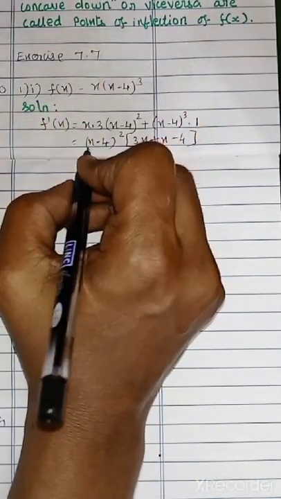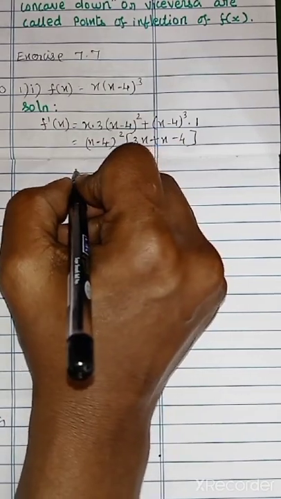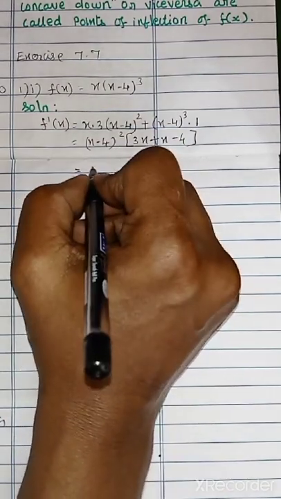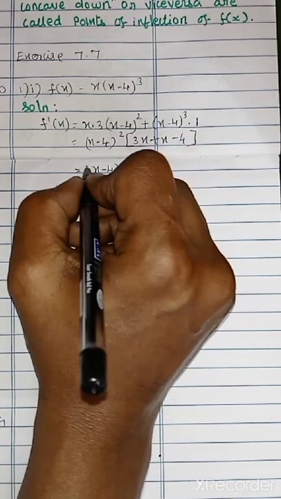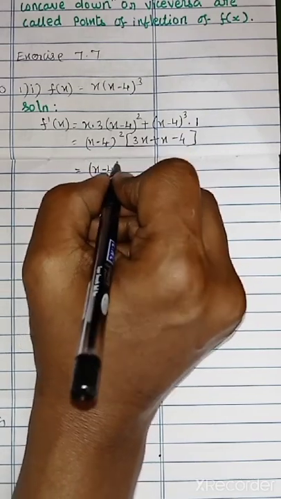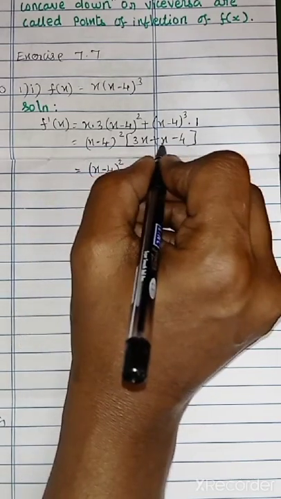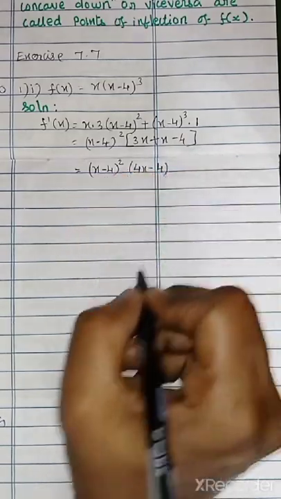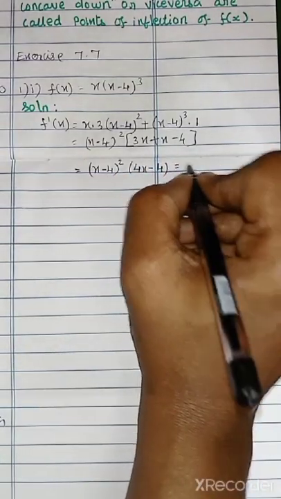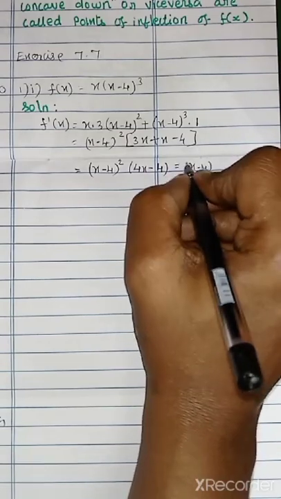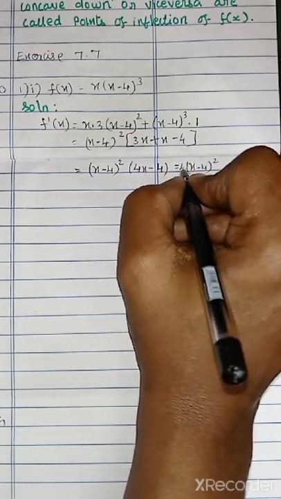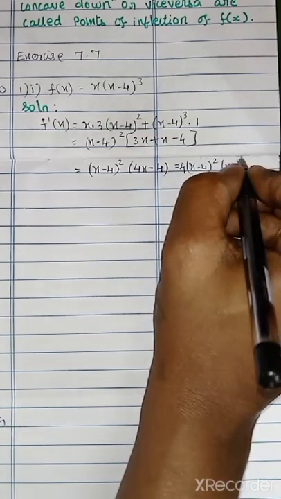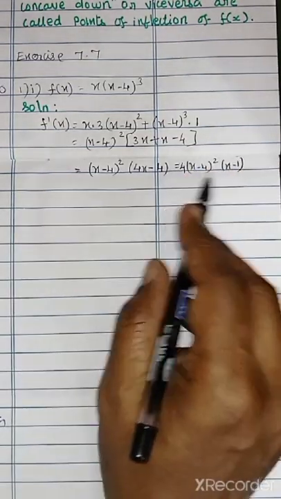Again, this becomes (x minus 4) the whole square times (3x plus x, which is 4x, minus 4). Again we can take 4 common outside, so we get 4 into (x minus 4) the whole square into (x minus 1). This is your f dash of x.